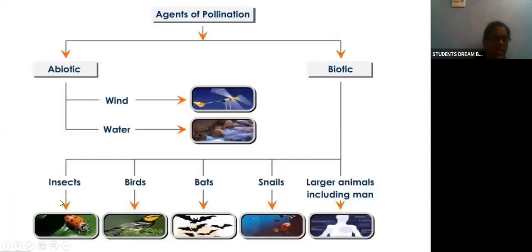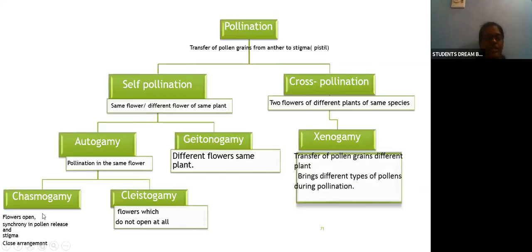Sorry, here it is not clear. We will see it in detail later. Okay, so chasmogamy and cleistogamy. Cleistogamy is flowers which do not open at all, whereas in chasmogamy there will be a synchronization with the pollens and it will open. Okay, so that is the main difference here.